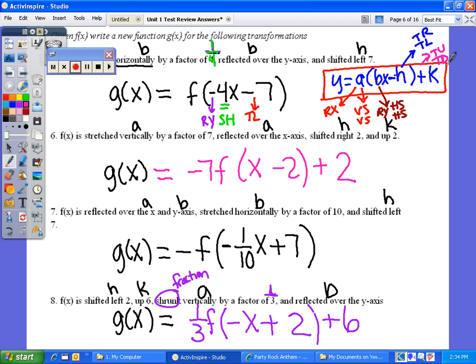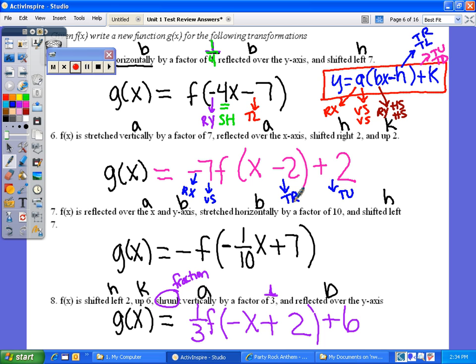Okay, so let's take a look at the next one. I wrote that it says a stretch vertically by a factor of 7. So here's my vertical stretch. Reflected over the x-axis must go in front of the f. So there you go there. Shifted right, so that's a translate right 2, and then here's your translate up 2. All right, next one. And you don't have to write these little ones. I'm just showing you how I got my answers.